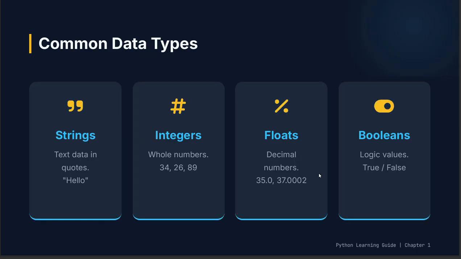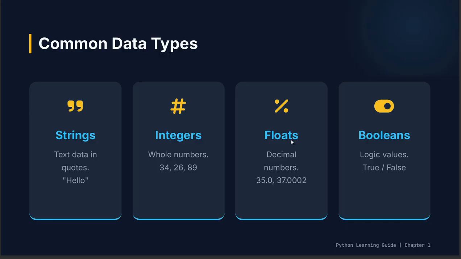And what are common data types? What we can store inside variables: we have strings, which are text data in quotes, and I have an example right here, the example hello. We have integers, which are whole numbers, and I have some examples right here: 34, 26, and 89.